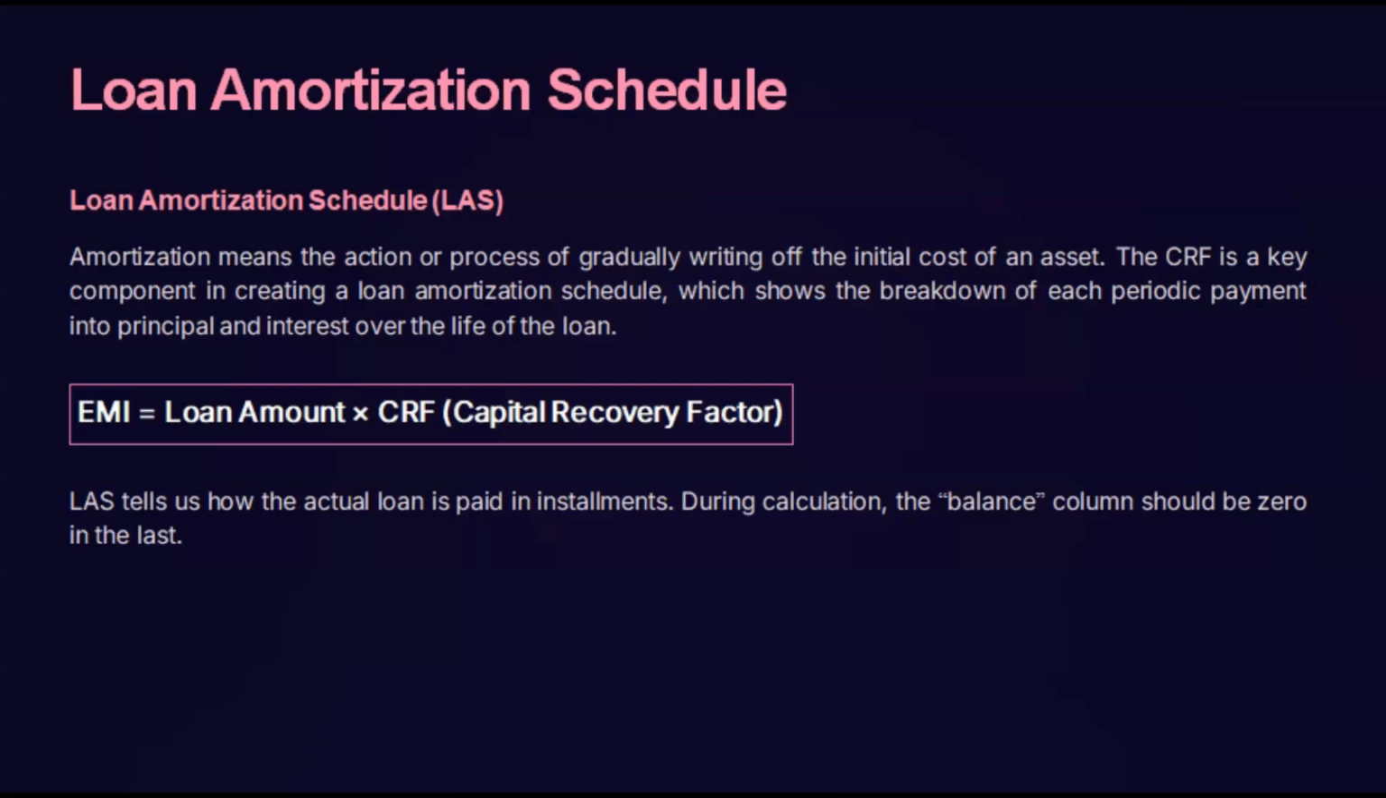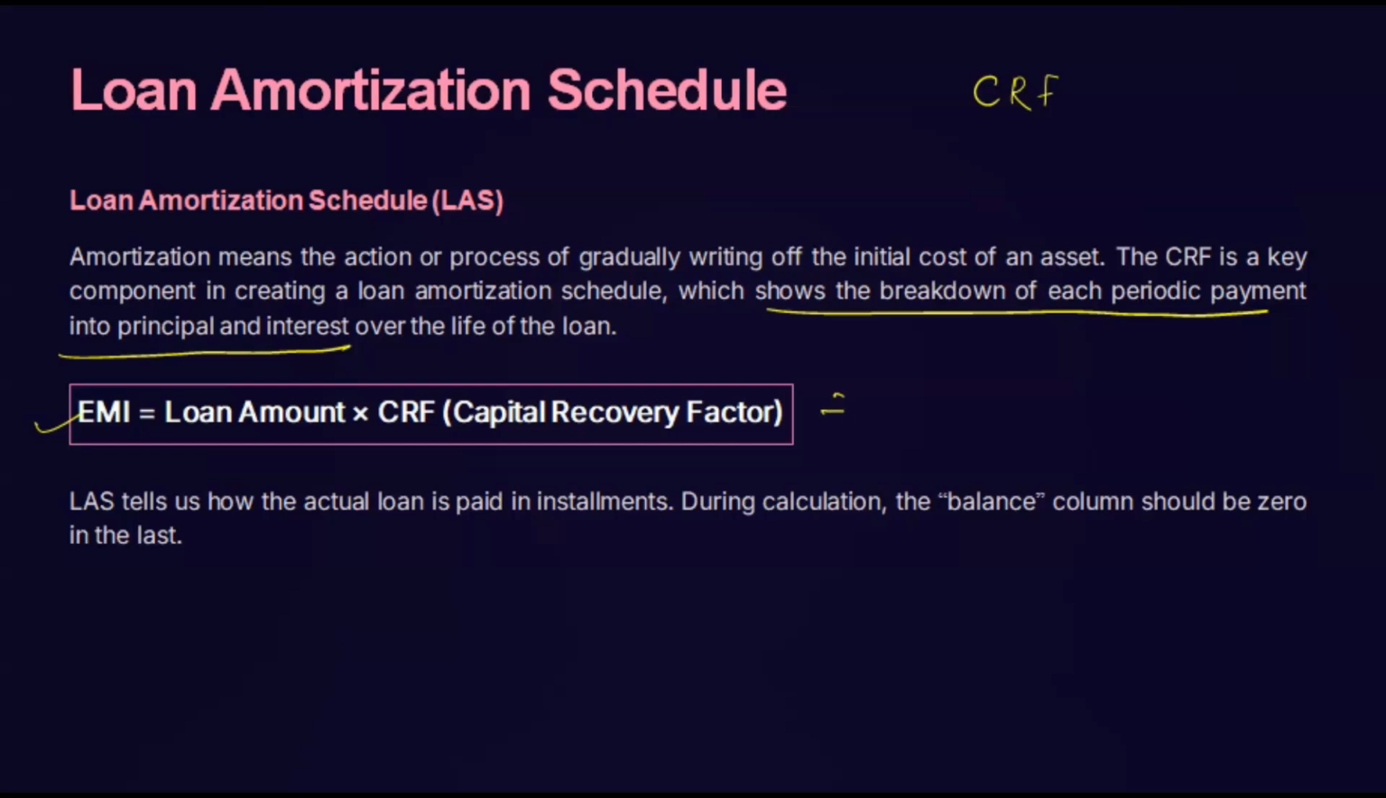So capital recovery factor basically helps us in calculating equal periodic installments. Loan amortization schedule also helps us in that. Mainly, it shows the breakdown of each periodic payment into principal and interest over the life of the loan. Through capital recovery factor we get CRF, and the formula written here is EMI equals loan amount into CRF.